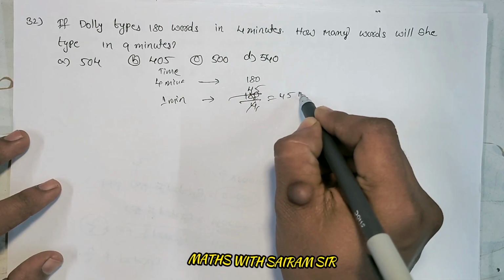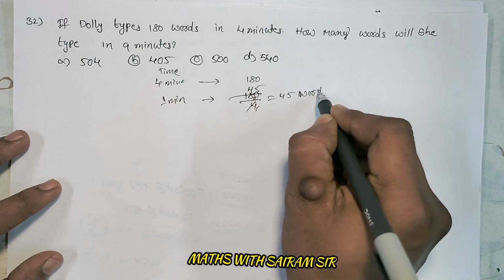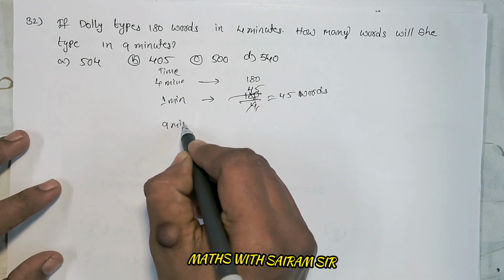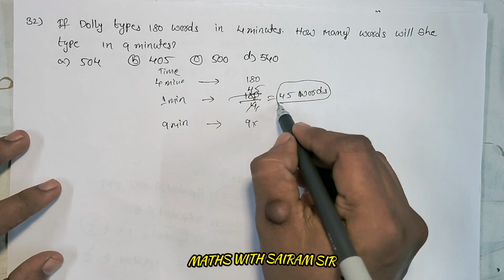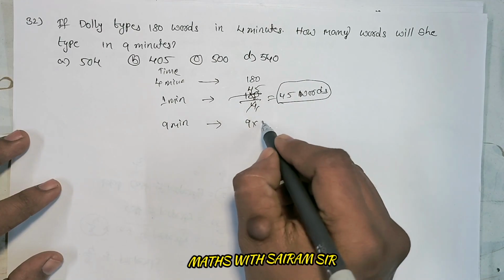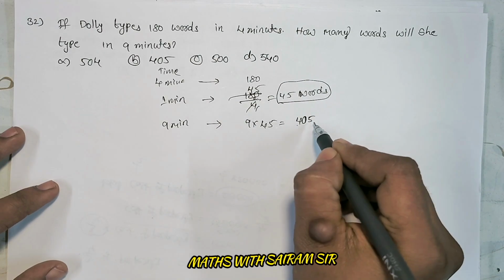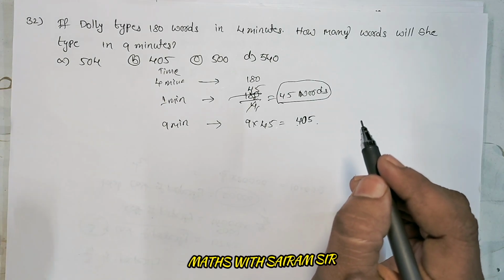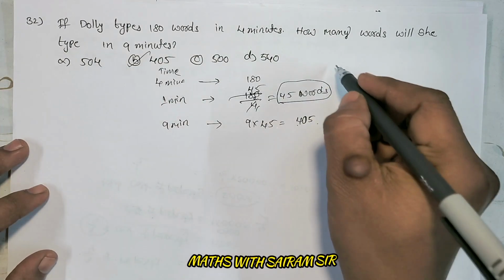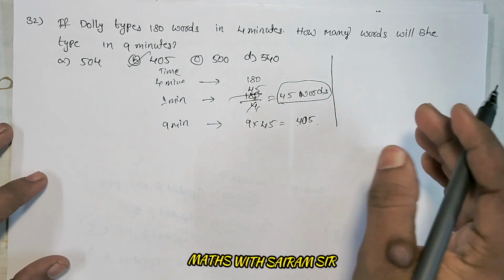That means in 1 minute she can type 45 words, but we are asked to find out in how many minutes? 9 minutes. 9 minutes means what? 9 into how many words she can type in 1 minute? That is 45. 9 5s are 45, so 405. That means she can type 405 words in 9 minutes. That is option B. This is the first method, and the same problem you can solve in another method.